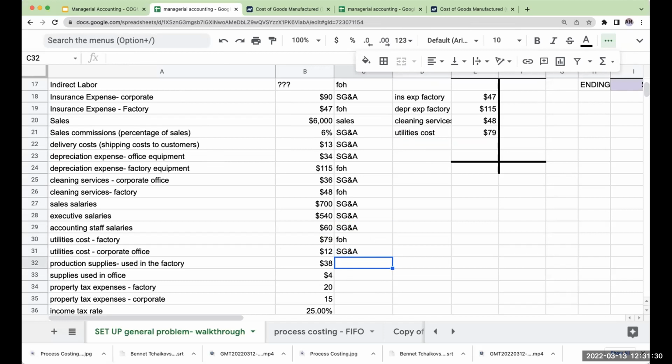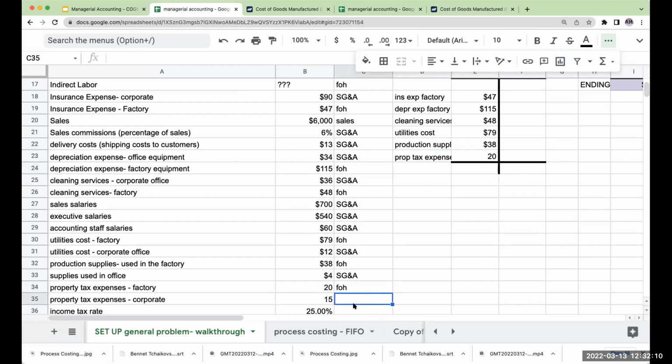Production supplies used in the factory. Now, the reason why I also put this one in here is that sometimes you might just see production supplies. But to me, what this means is that if it's being used in production, it's got to go into factory overhead. So over here, my production supplies is going to be at 38. Okay, so this is factory overhead. Supplies used in the office, well, that's going to be SG&A. Property tax expense factory. Ooh, it's got the word factory in it. So this is going to be factory overhead. So this over here is going to be at 20.